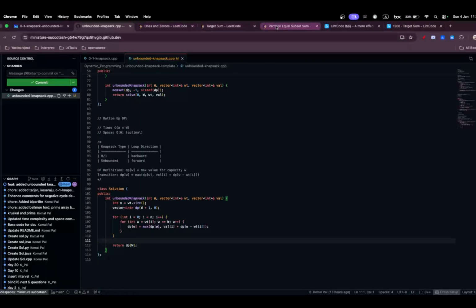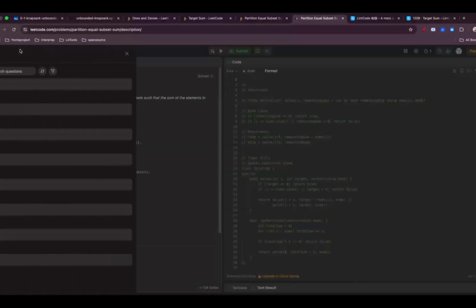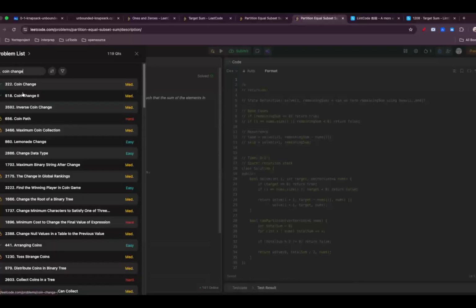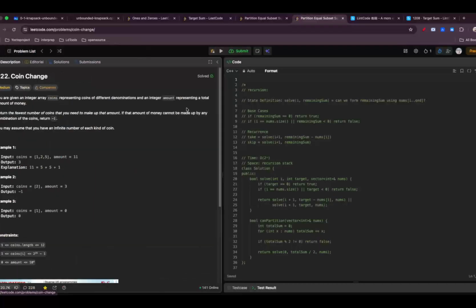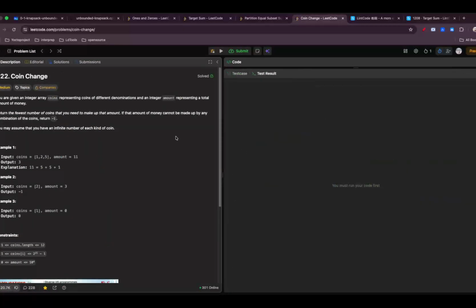Let us go ahead with the next question for the unbounded knapsack. We have two famous questions, coin change, that we will be doing. Both of these are unbounded knapsack only. We'll do the first one. Second one, not sure if we will have time to do that. You can do it as homework, or else I'll explain and we'll do it. One minute.